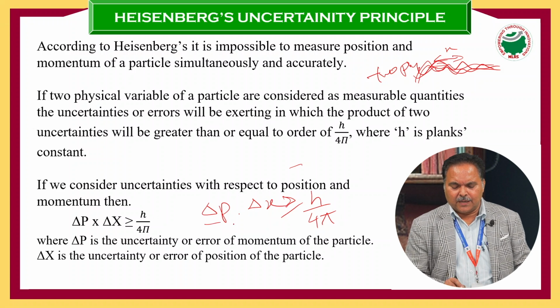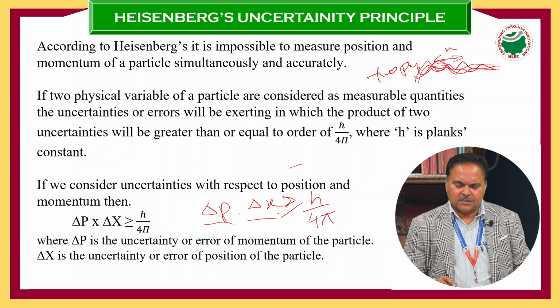This is the error in momentum and the error in position. Their product is greater than or equal to h by 4 pi, or sometimes we can write h bar by 2. This h bar is another parameter, equal to h by 2 pi. So in some books we can see h by 4 pi or h bar by 2; both are correct. This is momentum versus position.